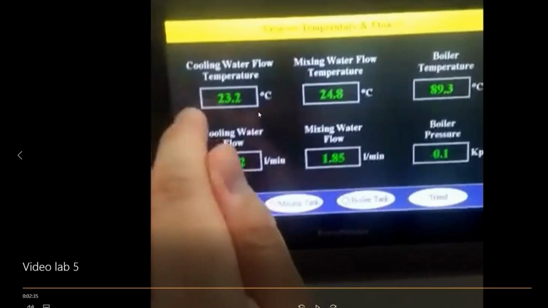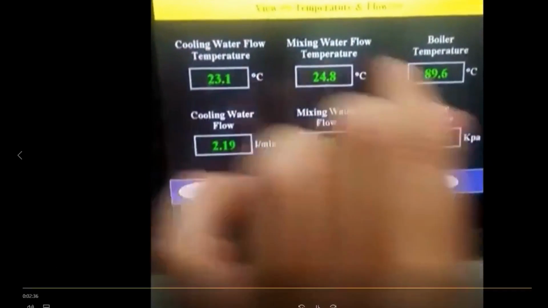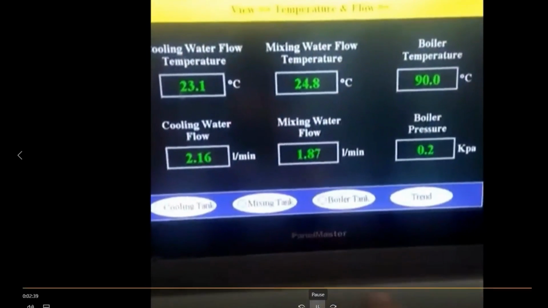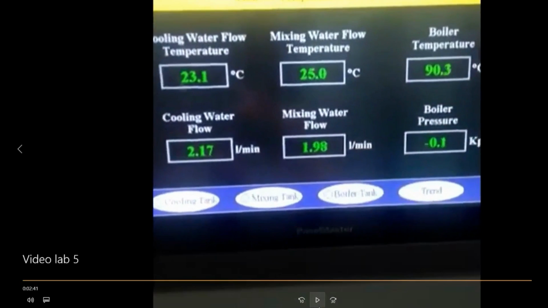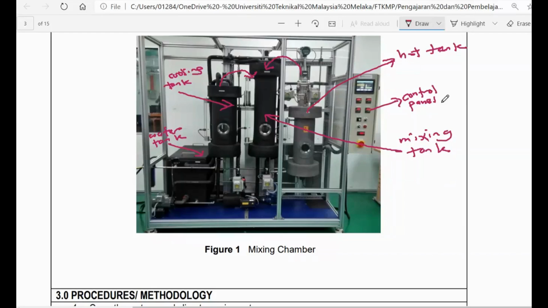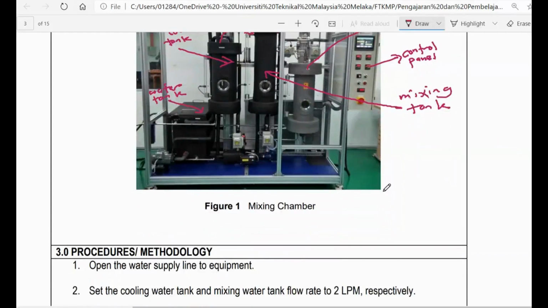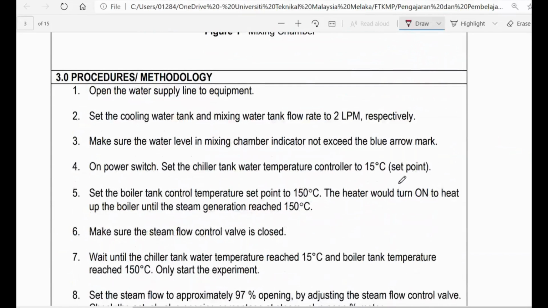Basically, you need to record the temperature, the flow rate, and also the pressure. Okay, let me pause for a while. So we go back to our lab sheet. All the procedures written in the lab sheet are the same as in the video, on how to conduct lab number 5.